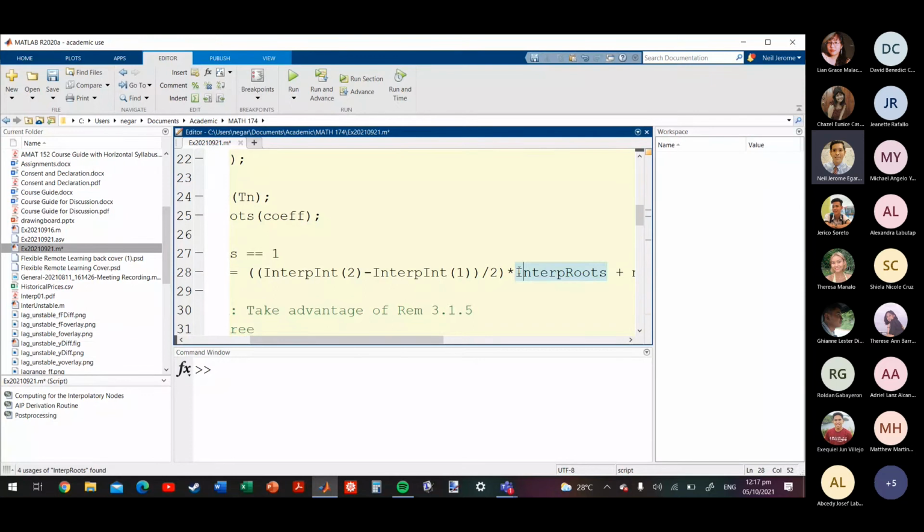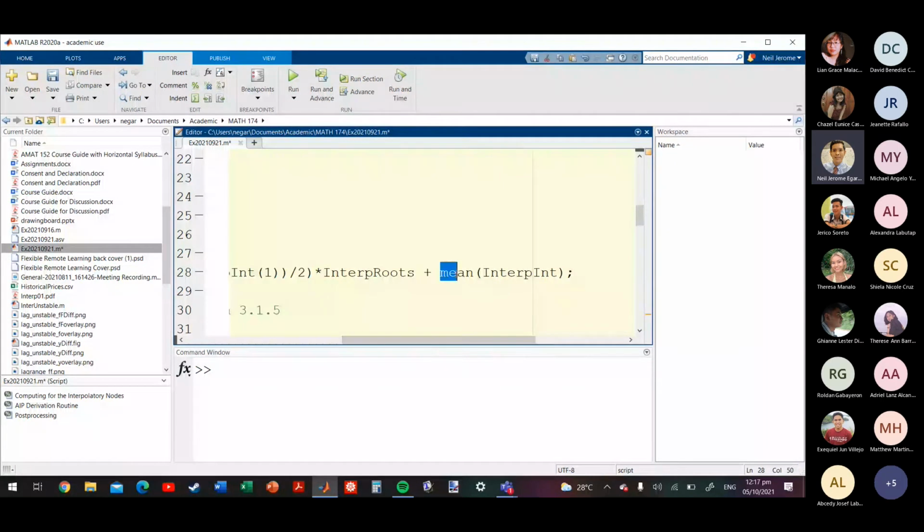Plus, remember meron kang a plus b over 2, which is just the average of the maximum and the minimum value of the bounds of the interpolatory interval. So pwede nyo lagay interp int of 2 plus interp int of 1 all over 2, pero average lang naman siya. So ginamit ko na lang yung command na mean.